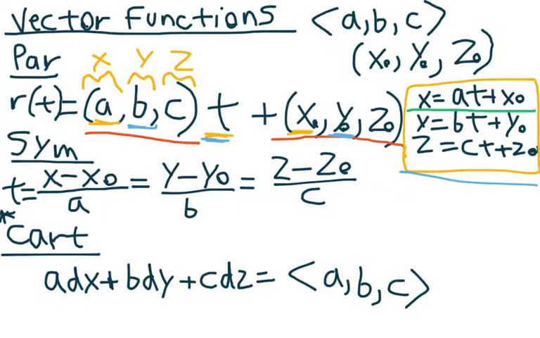We also have a Cartesian form. I put a star next to it because I myself rarely see it. What it is, we take the vector ABC in terms of dx, dy, dz, and we just state it as the vector ABC. Again, it's very rare that they'll ask you for a Cartesian form.